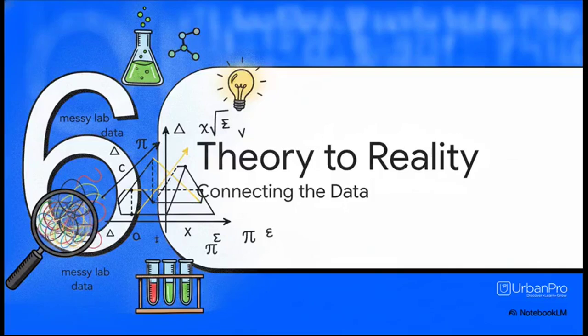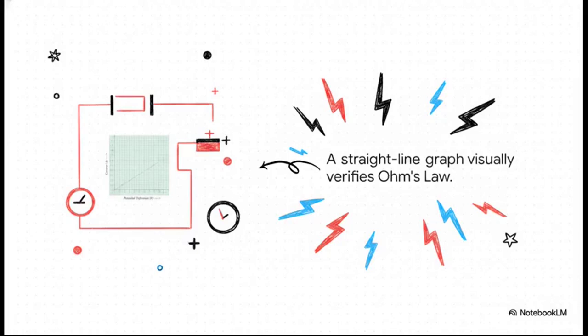Which brings us to our final part, Section 6, Connecting Theory to Reality. This is the climax of our explainer, translating all that messy lab data into a beautiful mathematical proof. When you plot your 5 or 6 sets of readings on graph paper, usually putting potential difference on the x-axis and current on the y-axis, you are going to see something deeply satisfying. If your setup was correct and you didn't overheat your wire, those points will form a perfectly straight line. Even if a point or two is slightly off, the overall trend will be entirely linear. That resulting straight line graph visually verifies Ohm's constant proportional relationship.